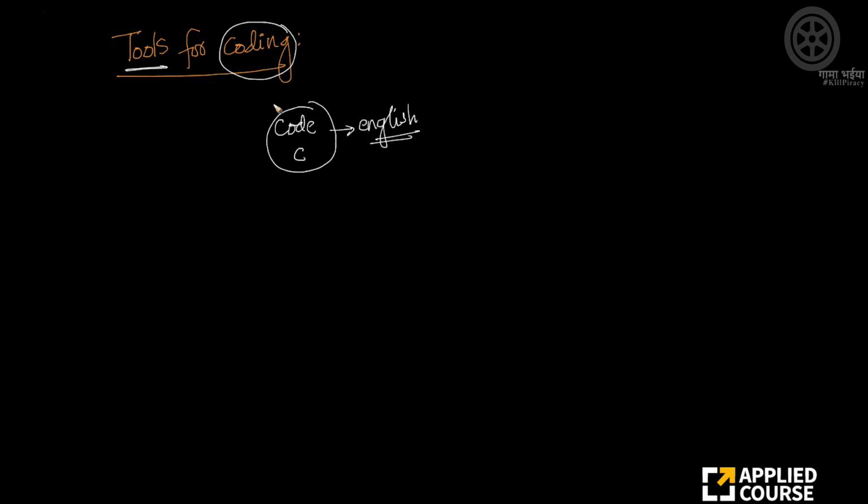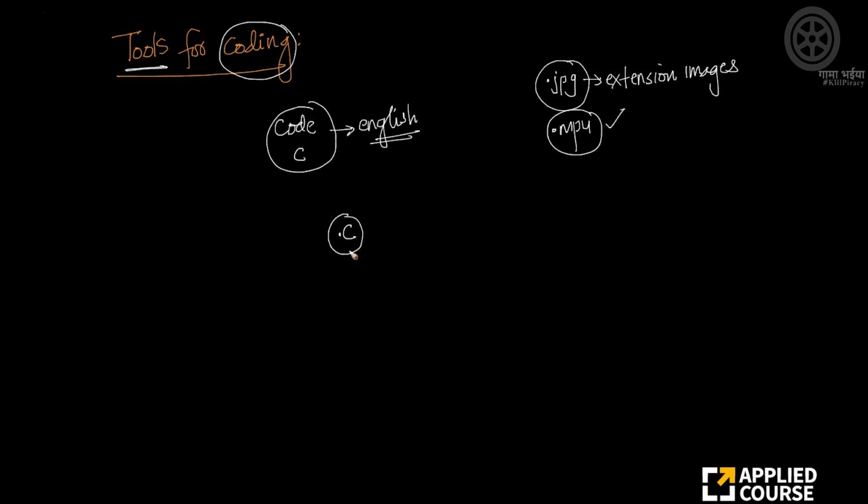So you write a C code. Let's assume all the C code you store in a .c file, just the way you store your images in .jpg. This is the extension that we use for images. Similarly, the extension that we use for C programs is .c. Similarly, for movies, you might have .mp4 as an extension. So all the C files will have an extension of .c.